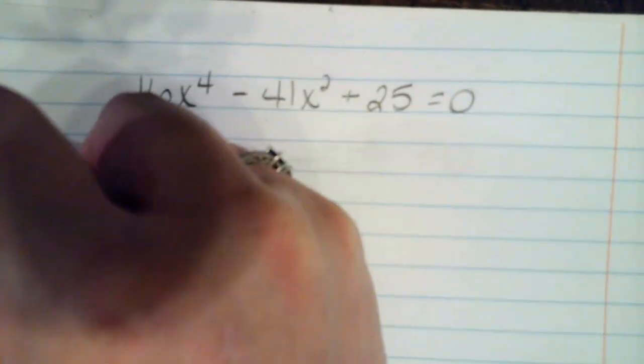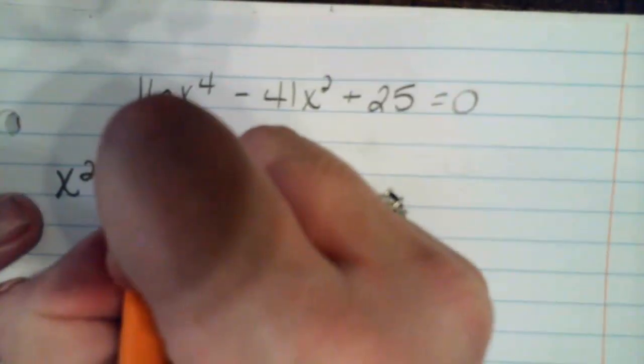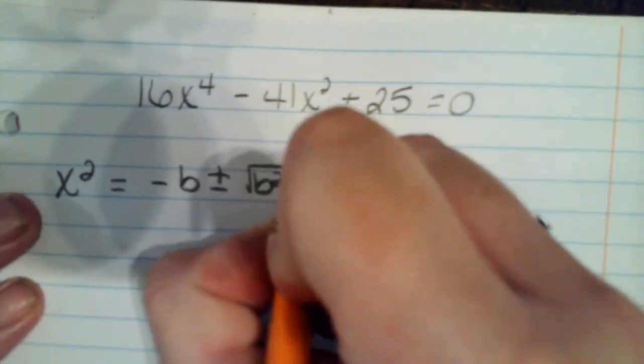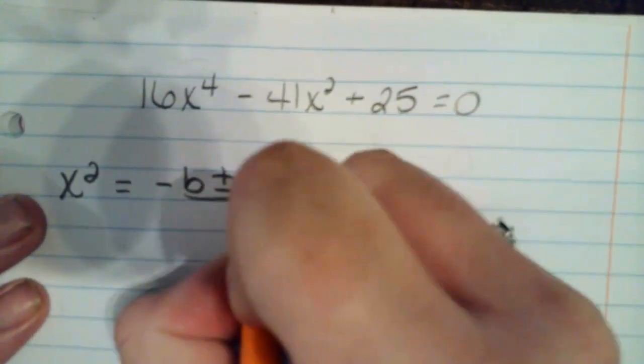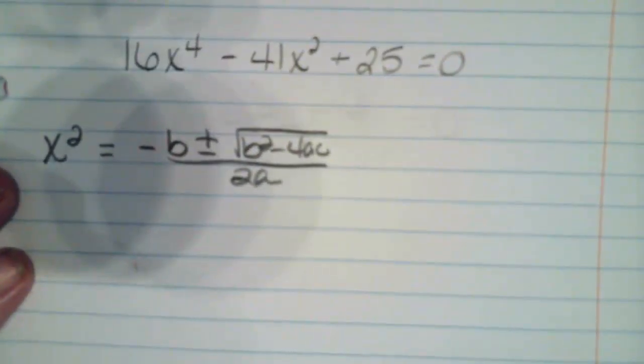And so instead of factoring and wondering what it is the whole time, what I'm going to do is use the quadratic formula. So I have x squared is negative b plus or minus the square root of b squared minus 4ac all over 2a. Okay, so that should look familiar to you.